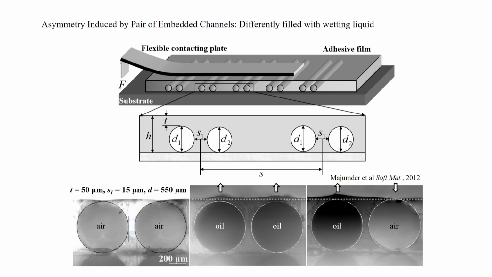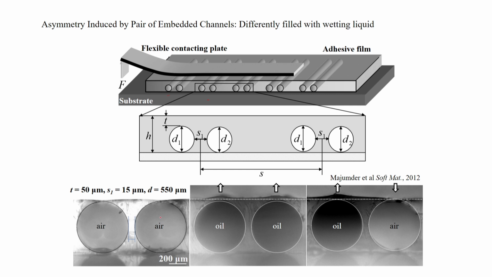For example, here the channels are in pairs, not just one channel but pairs of channels. This is one pair, this is another pair, and the flexible contacting plate is brought in contact with the surface of this adhesive, and then you try to peel or lift it from that plate. Let us say they are filled with air, or both are filled with oil, or one is filled with air and one with oil. So this leads to quite interesting things.